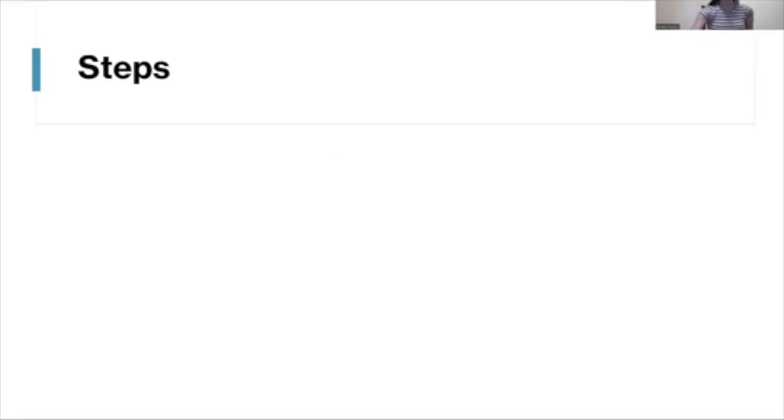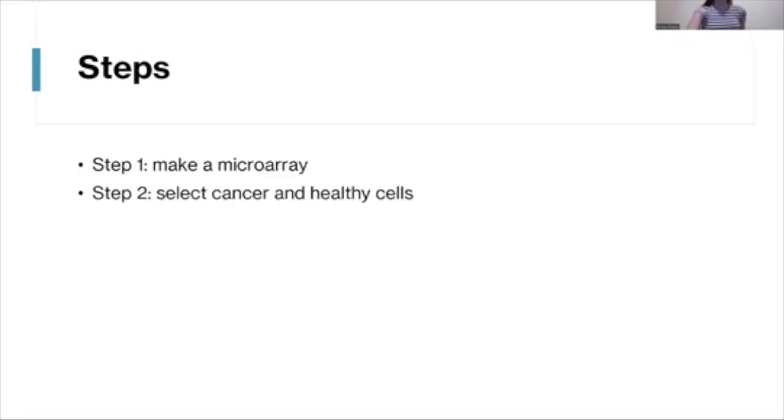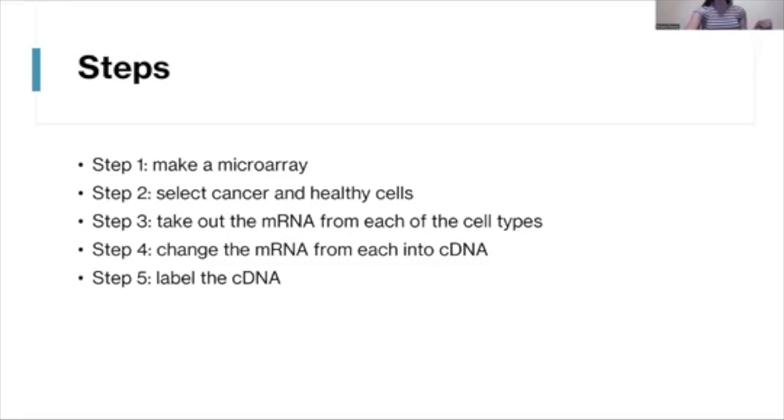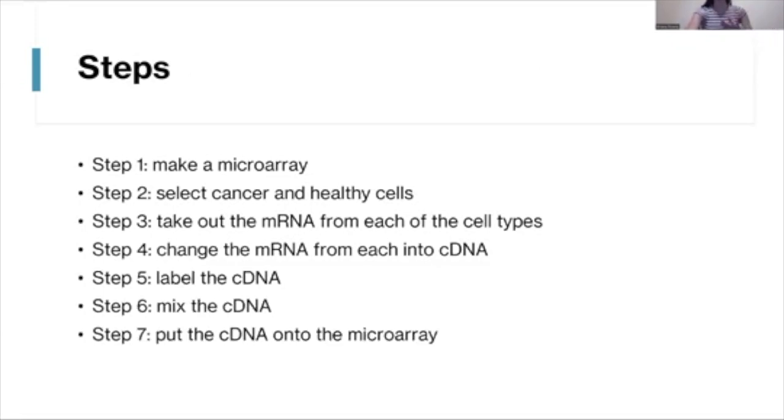All right, so we're going to just go through the steps really quick right here, and then we're going to go through each one of them individually. So first, we want to make our microarray. Then we're going to select our cancer and our healthy cells. We're going to take the mRNA out. We're going to change it to cDNA. We're going to label the cDNA, mix the cDNA, put it on a microarray, and then scan the microarray. So we're going to start at step 1 and go through each of these and then draw out the process.